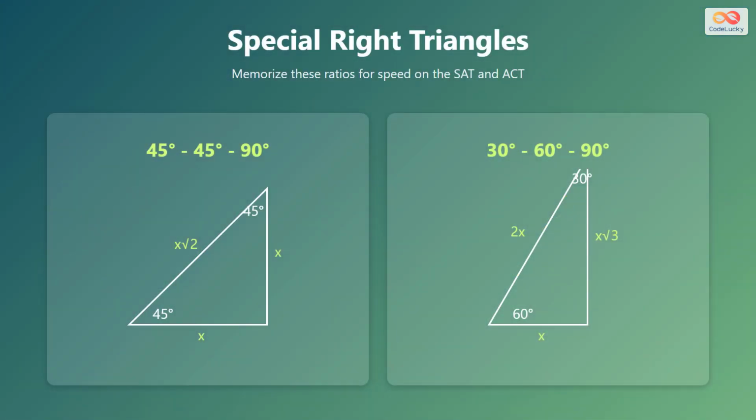Speed is key on timed tests like the SAT and ACT. Instead of using the Pythagorean theorem every time, memorize the side ratios of special right triangles. For the 45, 45, 90 triangle, the sides are in the ratio x, x, and x times the square root of 2. For the 30, 60, 90 triangle, the sides correspond to x, x times the square root of 3, and 2x. Knowing these instantly can save you valuable minutes.